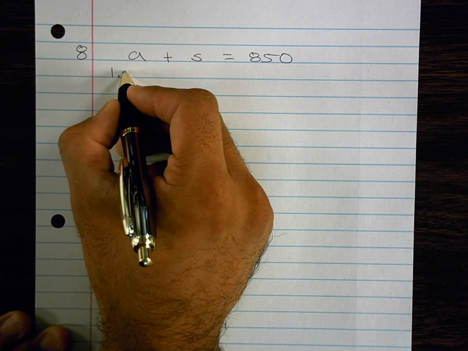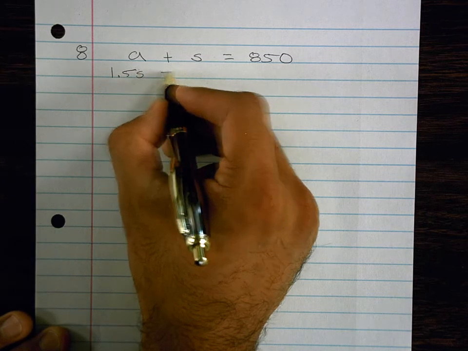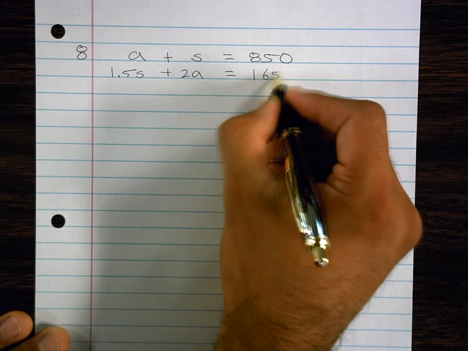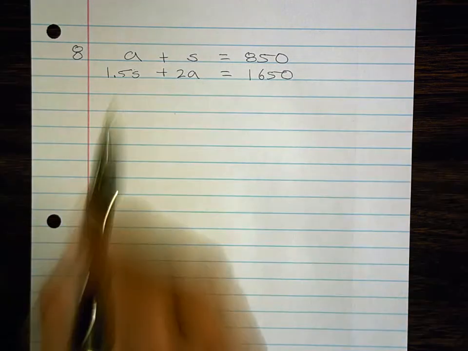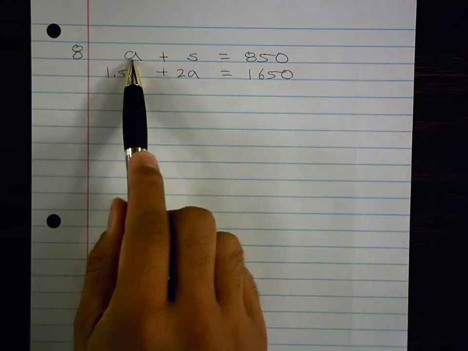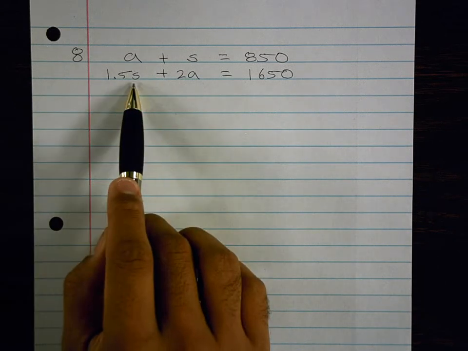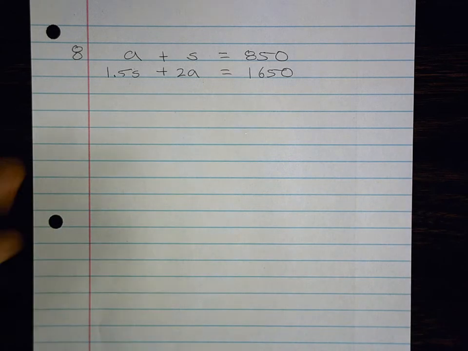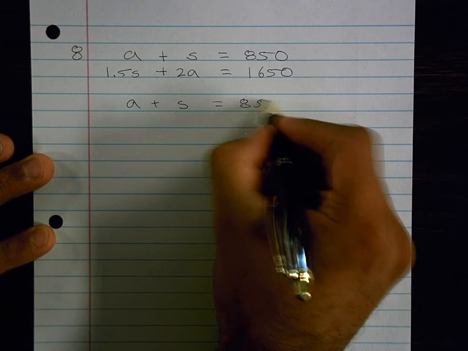Now looking at this one, number 8, it says basically 850 people attended the play. There are adult tickets and student tickets. So here's adults plus students equals 850. Then the next one's about money. It says if you multiply $1.50 times the number of students and $2 times the number of adults, it adds up to 1650. Just to rewrite this a little bit, I should line the correct variables up.